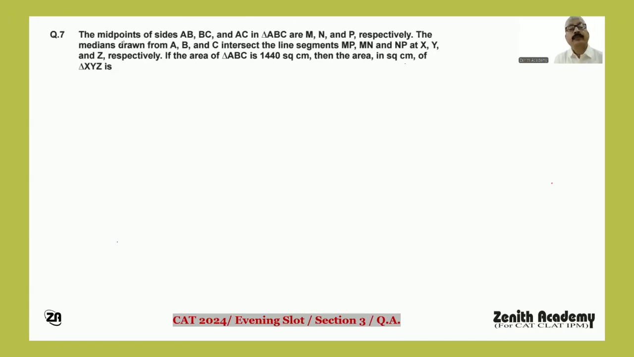Now see this question number 7. The midpoints of sides AB, BC, and AC in triangle ABC are M, N, P. Means it is a triangle ABC, A, B, C, and the midpoints are M, BC is N, and this is P. Okay. The medians drawn from A, B, and C.